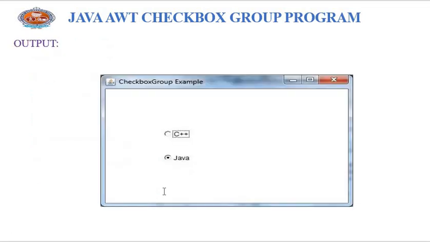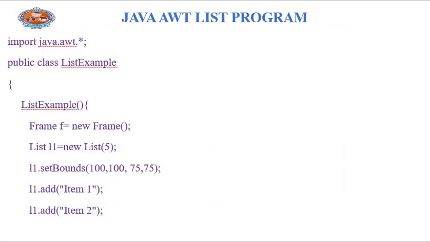So finally, what is the output? C++ and Java. Here C++ is false, that means no tick mark. Next, here Java is true. True means the checkbox is selected. It is a group of items. Here the group is C++ and Java. So here you can select only one item or one element, and that one is Java. Next, what is list?